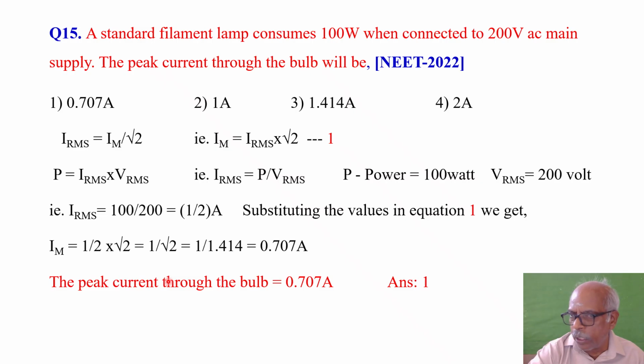What is the value of root 2, sir? 1.414. That you must know. Okay, that is 1 by 1.414, that is 0.707. So 0.707 ampere is the peak value of current in the bulb. Okay, so option 1 is the right answer for this question.